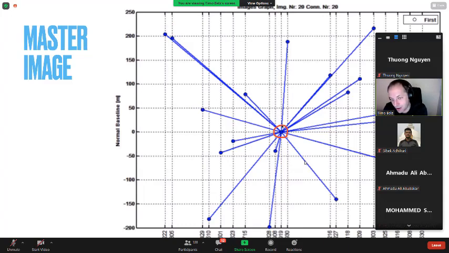Co-register them to another image that you formed interferograms so that is possible. That can lead to extra errors.